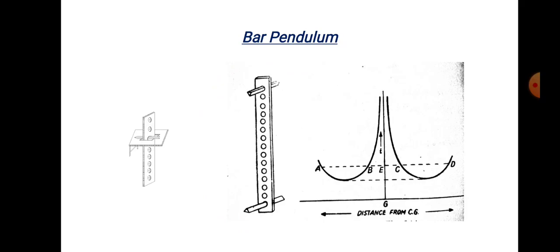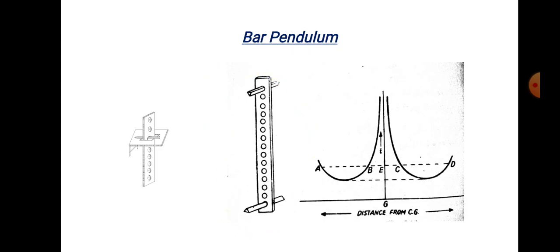What do you mean by bar pendulum? A bar pendulum consists of a thin uniform metal bar about 1 meter in length. It has a large number of holes drilled along its length symmetrically on either side of the center of gravity. The bar is suspended on a horizontal knife edge which can be inserted into any desired hole, and the bar can be made to oscillate about the knife edge in the vertical plane. That is called a bar pendulum.